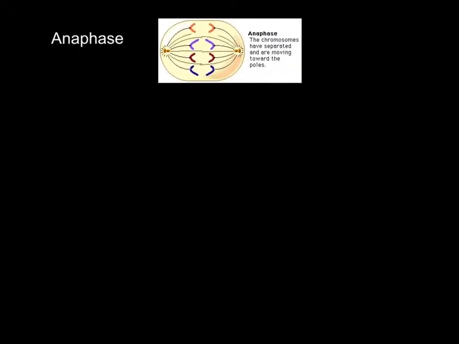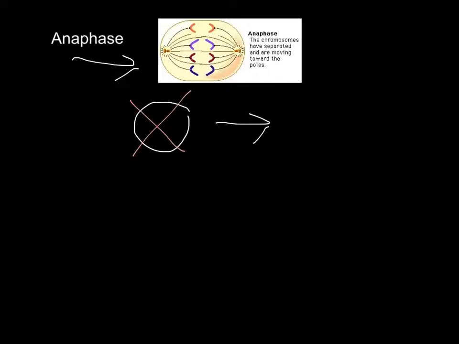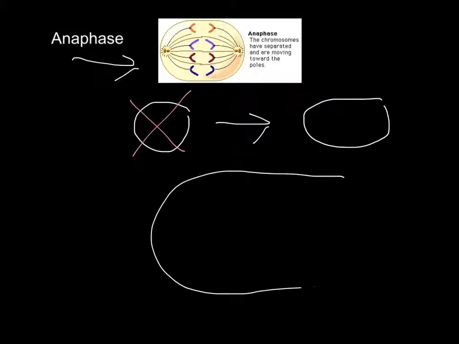Here's a nice picture of anaphase. And what happens during anaphase, also notice the shape of the cell has formed. It's no longer like this. It's no longer like that. It becomes more oval shaped. So here's our cell. Let's draw this nice and big. Right here is the center, our metaphase plate. And we have our chromosomes. They're separating.